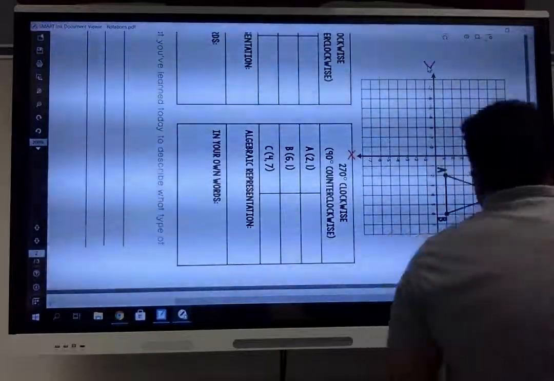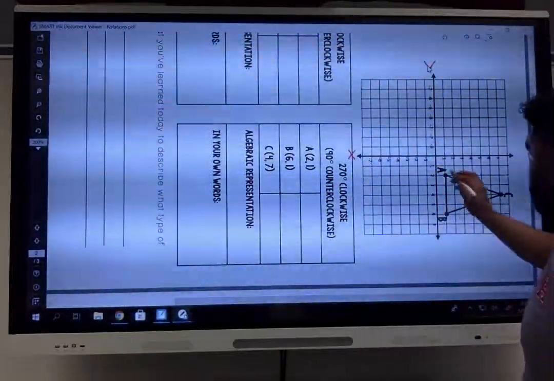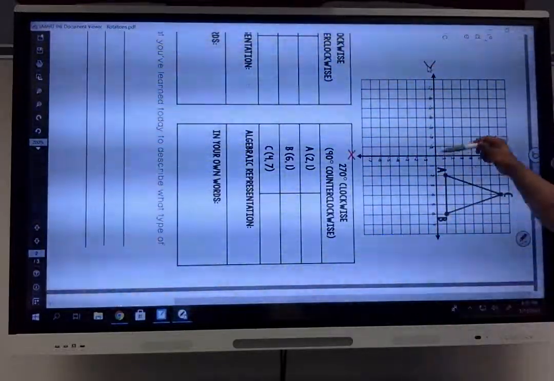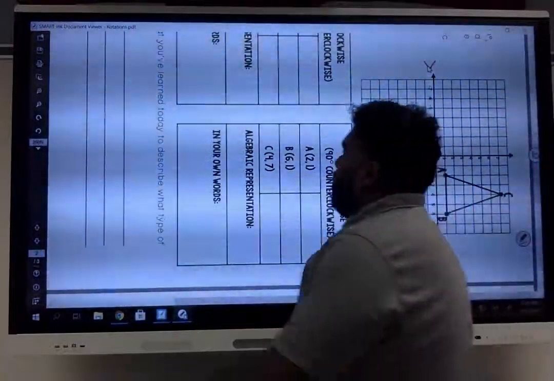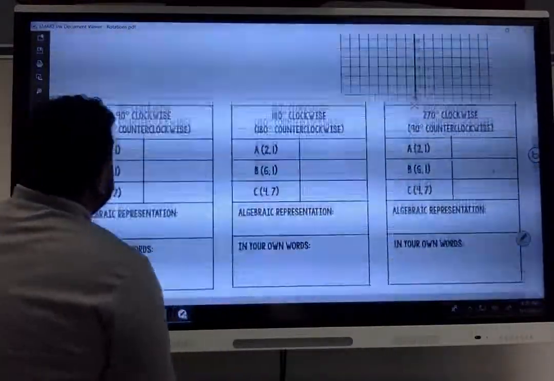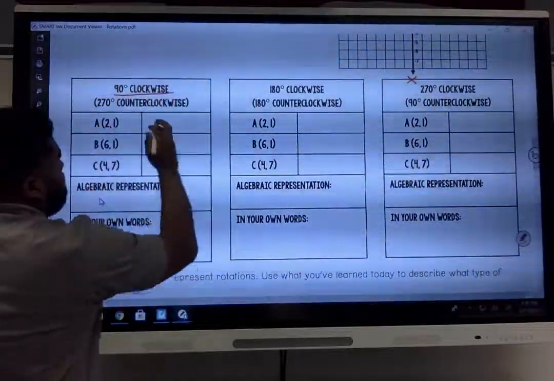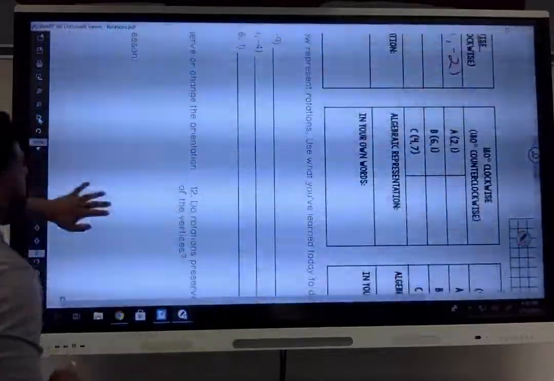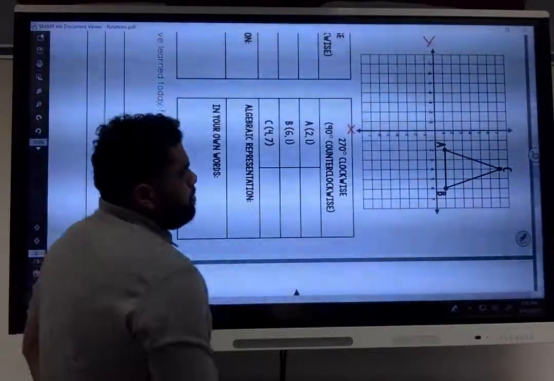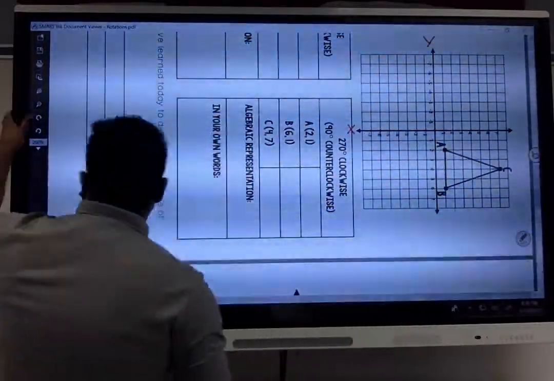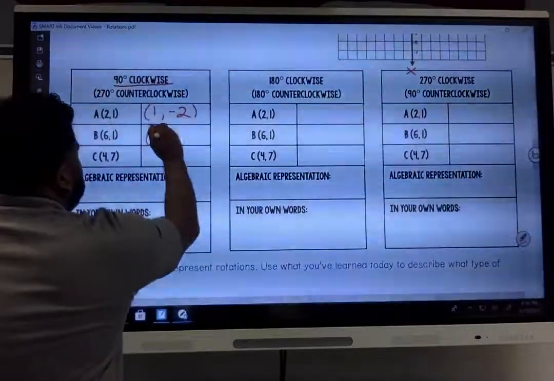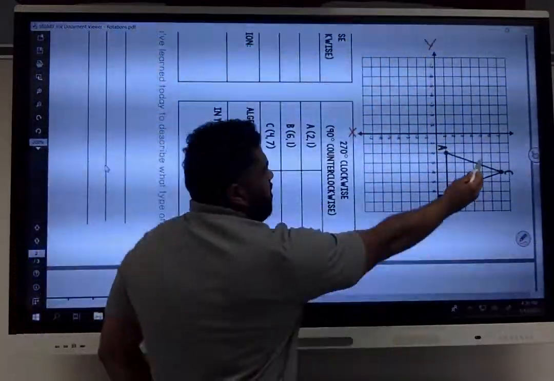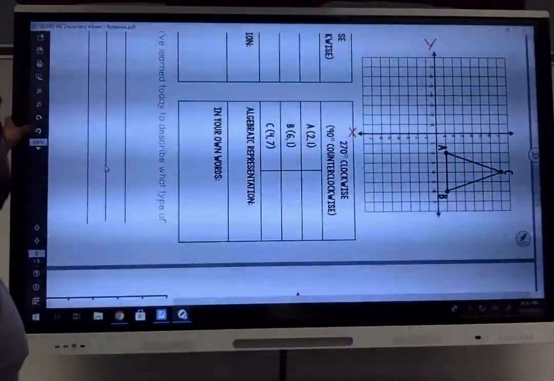So where is this new point A going to be? A is going to be at 1, -2, because remember, when you go down from the origin on the y-axis, you're going negative. So 1, -2 for A prime. Let's get back up here. A prime, when we rotated 90 degrees clockwise, we said is 1, -2. B prime would be 1, -6. And then C prime would be 7, -4.